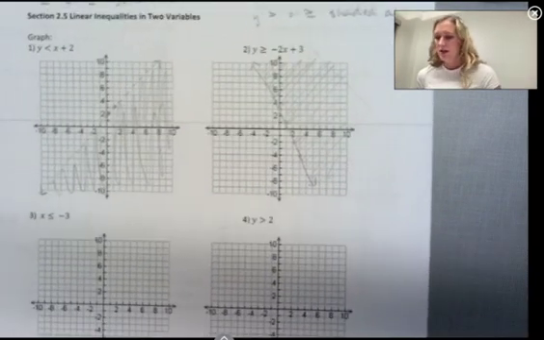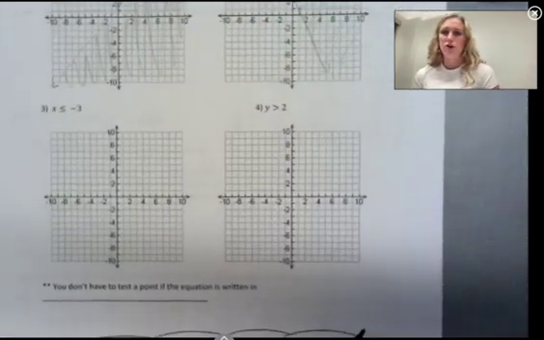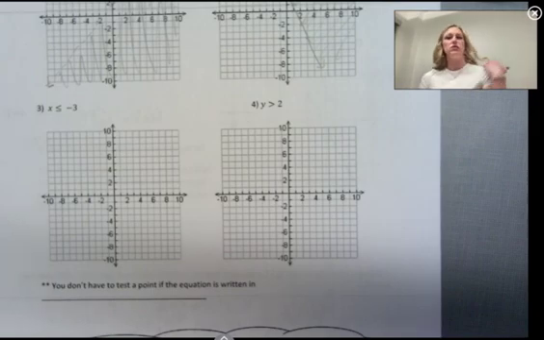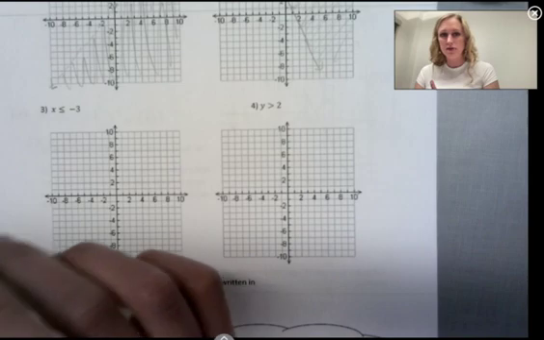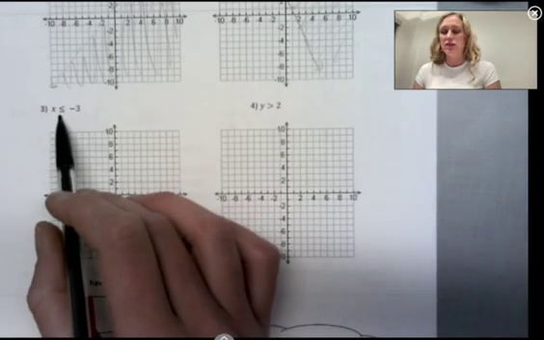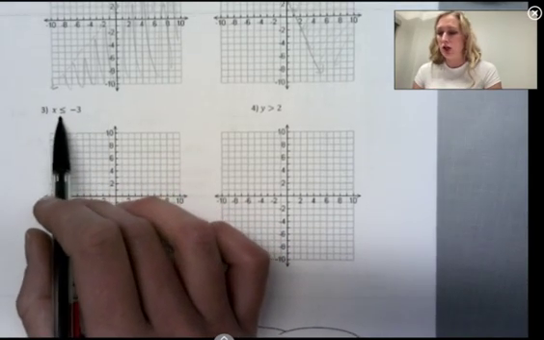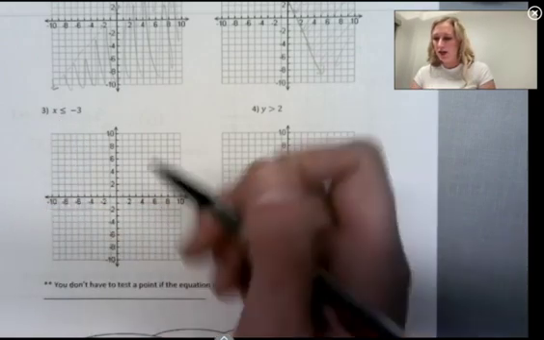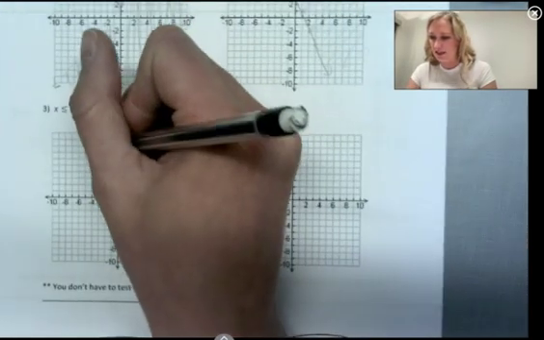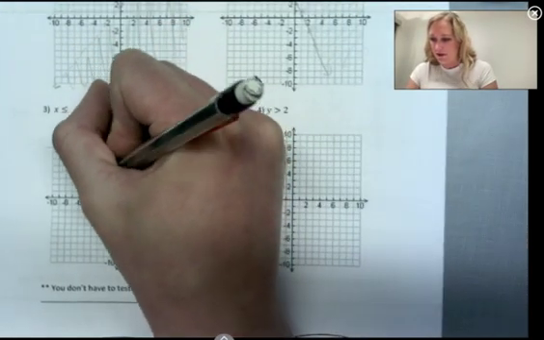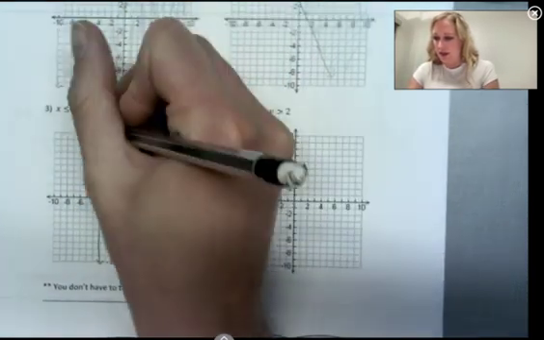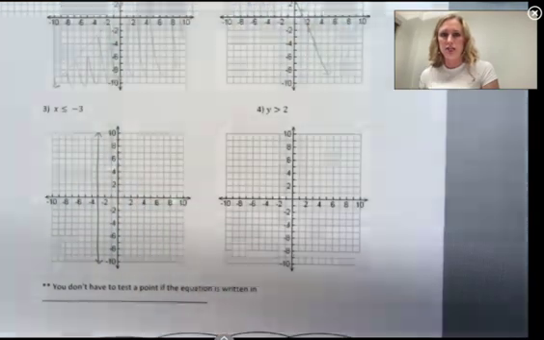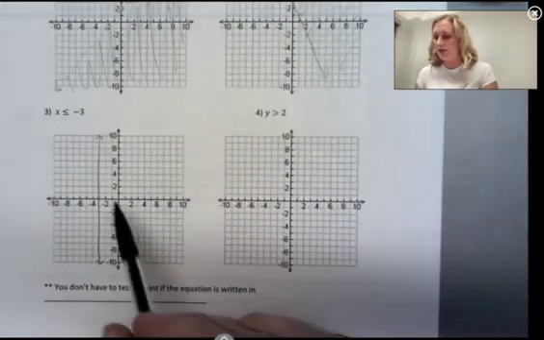Okay, now we can also do this with our kind of special cases, the horizontal and vertical lines. So the vertical line is always x equals. So if it's less than or equal to, it's going to be a solid line, but it's going to be a solid vertical line through negative 3 because it's x. So we're going to draw a vertical line through x equaling negative 3. It would be dashed if it was less than, not less than or equal to.